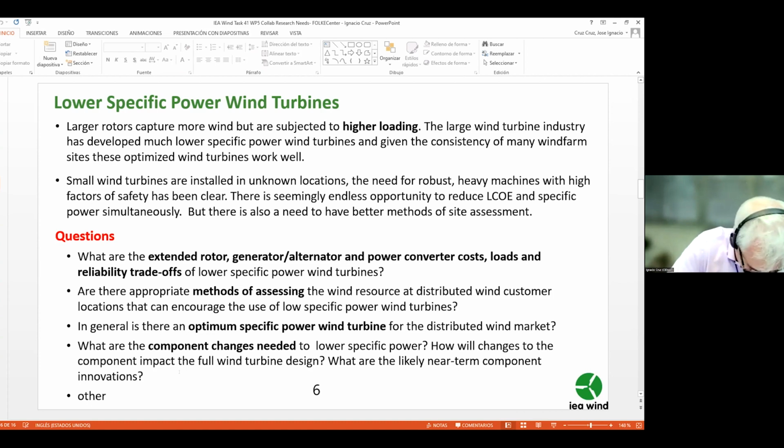For instance, we are talking about extended blades, or modular power electronics, in order to easily adapt the wind turbine to the available site wind resource in a cost-effective way.